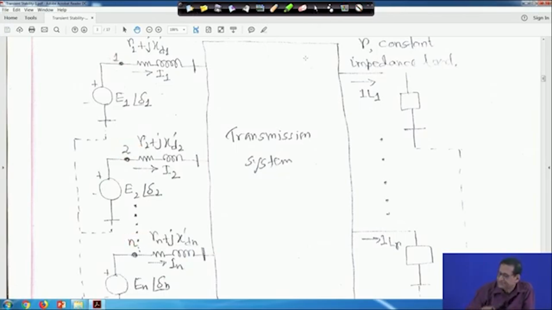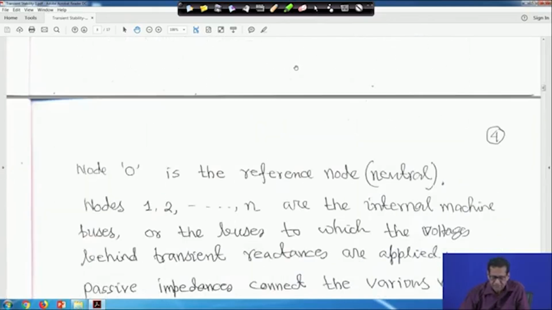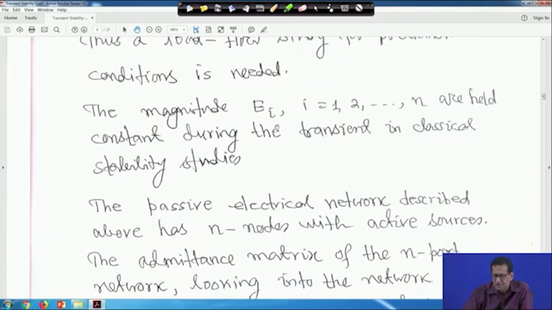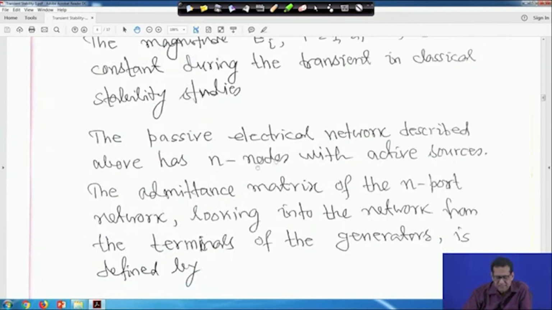Let me clear it. The initial values of E1 tilde, E2 tilde up to En tilde, these are phasor quantities, that is why I have used tilde, are determined from the pre-transient condition. Thus, a load flow study for pre-transient condition is needed. Now, the magnitude of Ei for i equal to 1 to n are held constant during the transient in classical stability studies. Once E1, E2 up to En are computed, they will remain constant during the transient. This is an assumption.